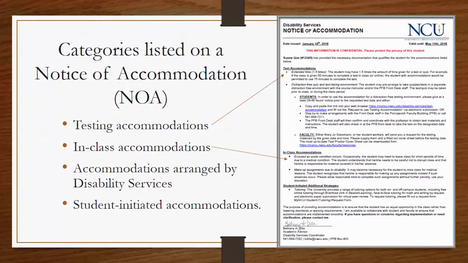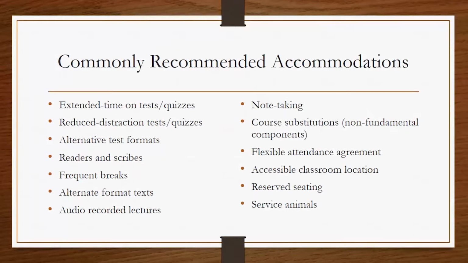Adjuncts and faculty, you will most likely see these categories on the NOA: testing accommodations, in-class accommodations, accommodations arranged by disability services, and/or student-initiated accommodations. Testing and in-class accommodations are the only two categories that involve your direct collaboration. Accommodations may look different in an online class versus a face-to-face class. If you have any questions about how to implement an accommodation, depending on the class setting, please contact Disability Services.